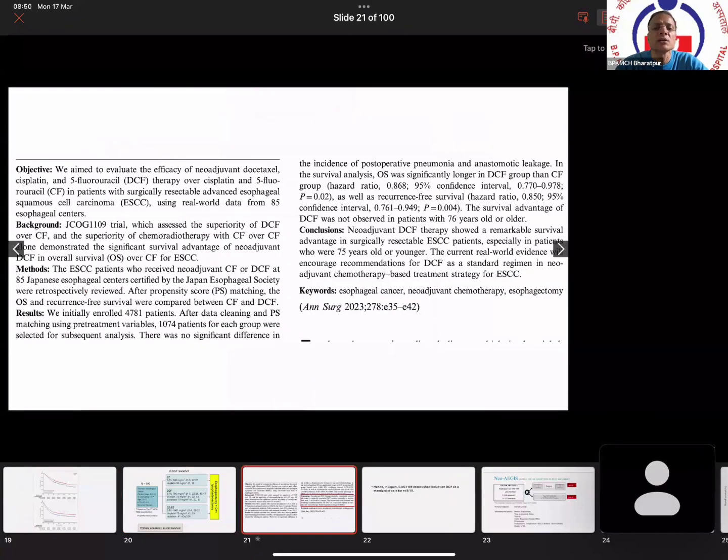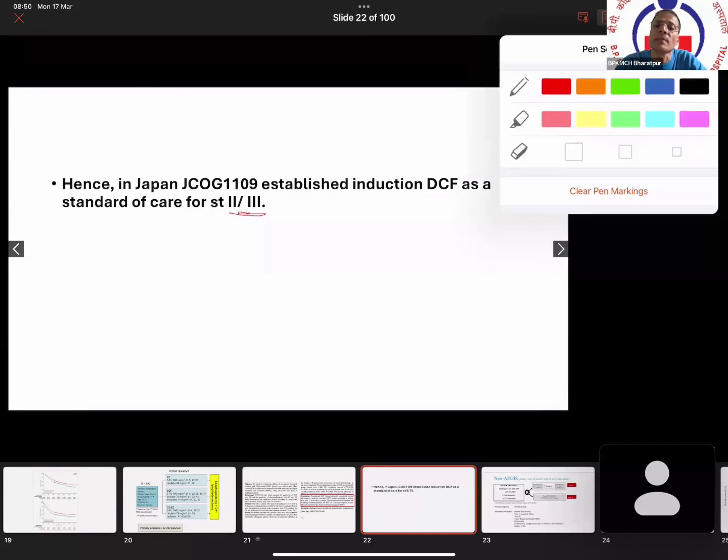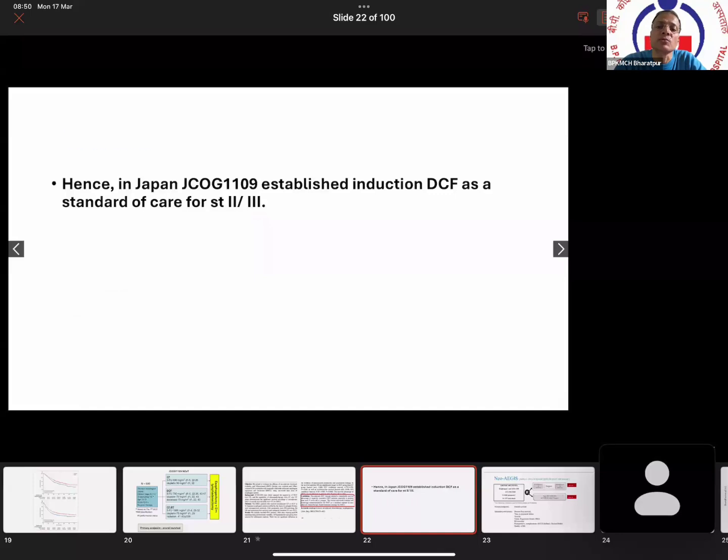And they found the survival was equivalent, even better for the DCF in comparison to the CF regimen, and it was almost equivalent to the chemoradiation protocol. So in Japan right now, they say that for clinical stage 2 and 3 esophageal and GE junction squamous cell carcinoma, the DCF regimen is the standard practice. So they have been practicing this approach.